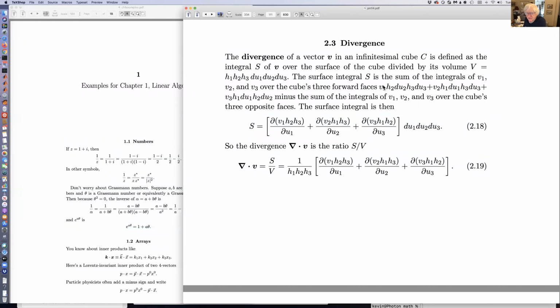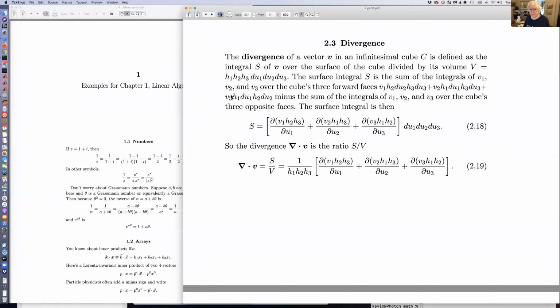So for the forward faces, for V1, you're going over the 2 perpendicular sides of the V1 face, the one direction face in which V1 is pointing out, which is du2, du3, but times these scale factors, h2, h3. And similarly, for V2, you have h1, du1, h3, du3 for the 2 face, and for the 3 face, h1, du1, h2, du2 times V3. And then you subtract from that the integrals over the backward faces.